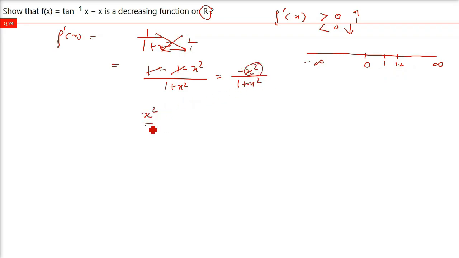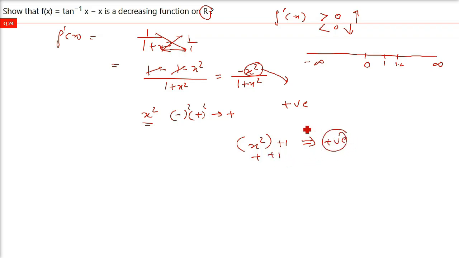You are already aware that whenever you have negative or positive, the square will always be positive. So x square will always be positive in any case. When you have x square, if you add a 1 with it, it will always be positive, because adding 1 with a positive number will make it positive only. So x square is positive, 1 plus x square is positive, whole numerator denominator is positive, but you have a negative outside, so it will always be negative. That is f dash x.